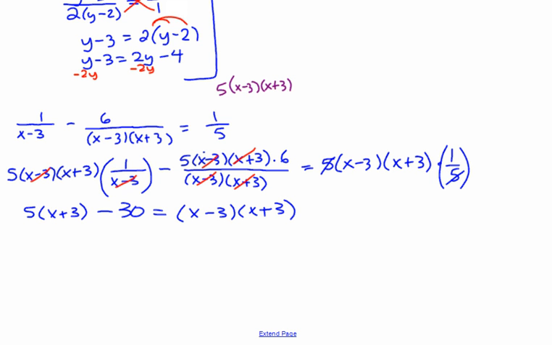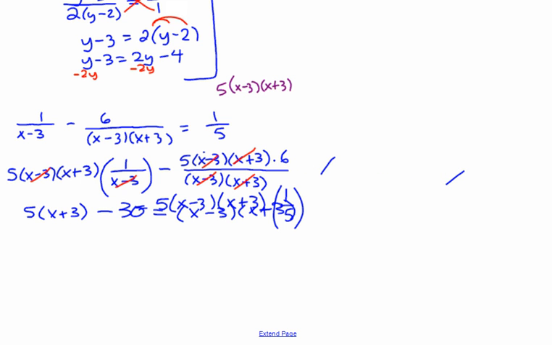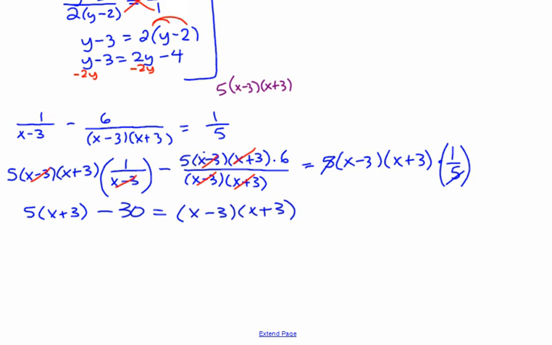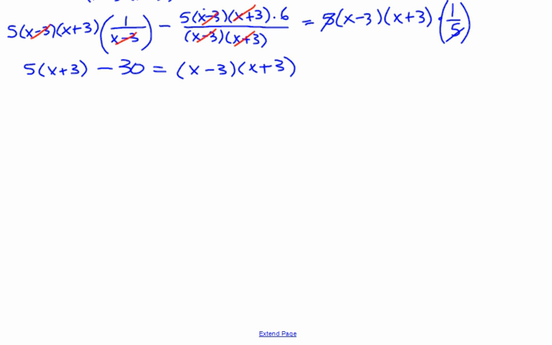Okay, so we need to simplify this guy. I see something? Okay, that's okay. So 5 times, oh, there you go. 5 times (x plus 3), distributive law, what does that become? 5x plus 15 minus 30.